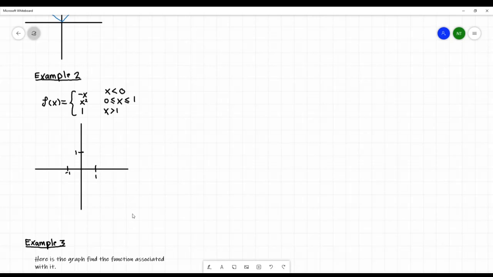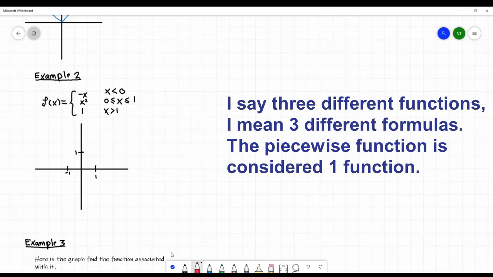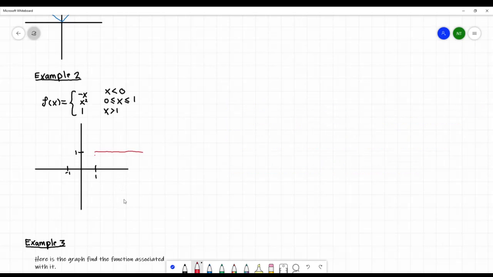So let us graph this. We have three different functions describing the domain, so let's use three different colors. Let's start with the easiest: y is equal to 1. So x is greater than 1, y is equal to 1. So we'll just go like that. And between 0 and 1, it's x squared. We know how x squared looks between 0 and 1. That's just going to be a parabola starting from here.